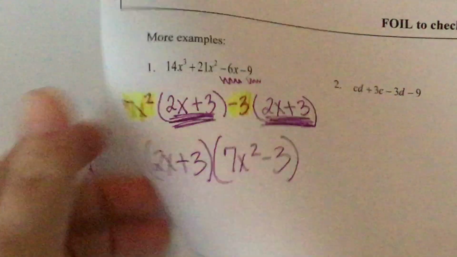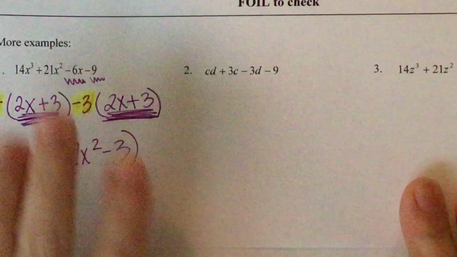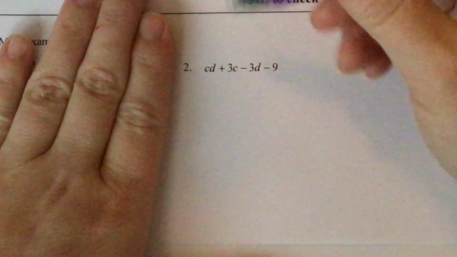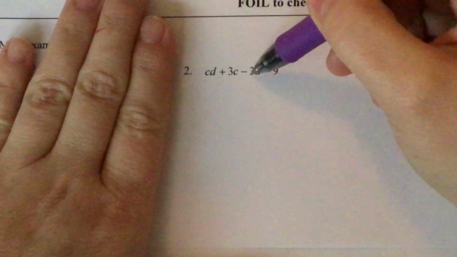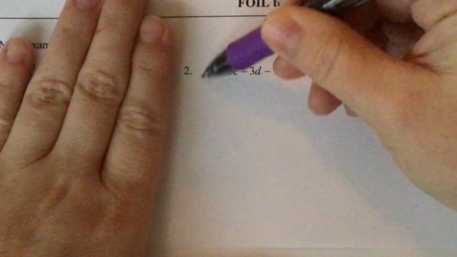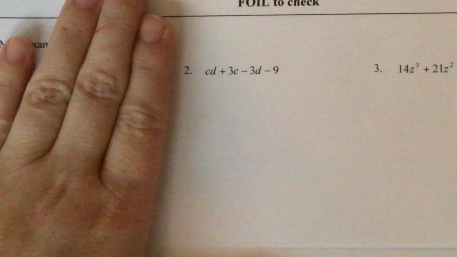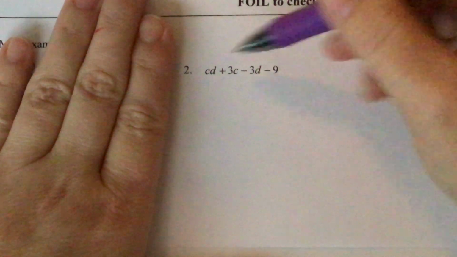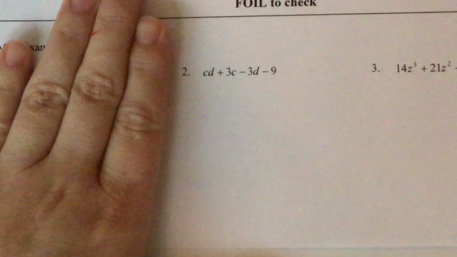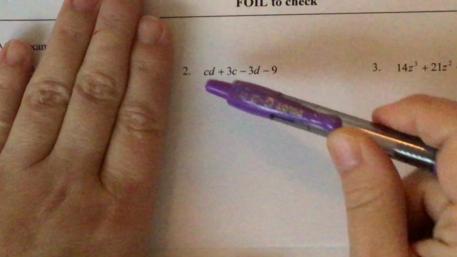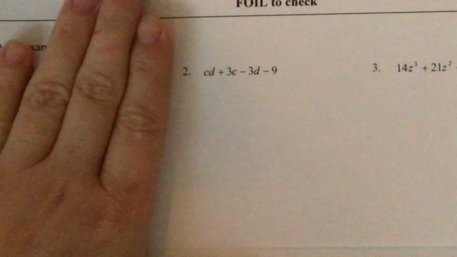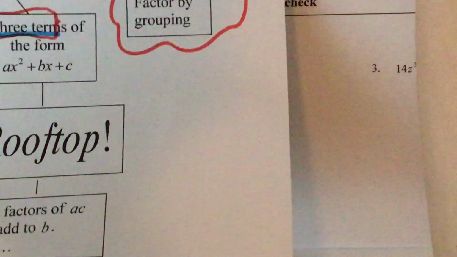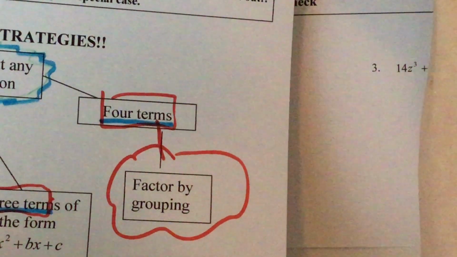All right, looking at number 2. First, I'd look to see if there's a GCF to the whole problem. 1, 3, 3, 9. Nothing can go into 1 besides a 1. So if your GCF's just a 1, it really doesn't do any good typically. They don't all have a C. They don't all have a D. Okay, so there's no GCF. So then I notice there's 1, 2, 3, 4 terms. So every time there's 4 terms, I factor by grouping.